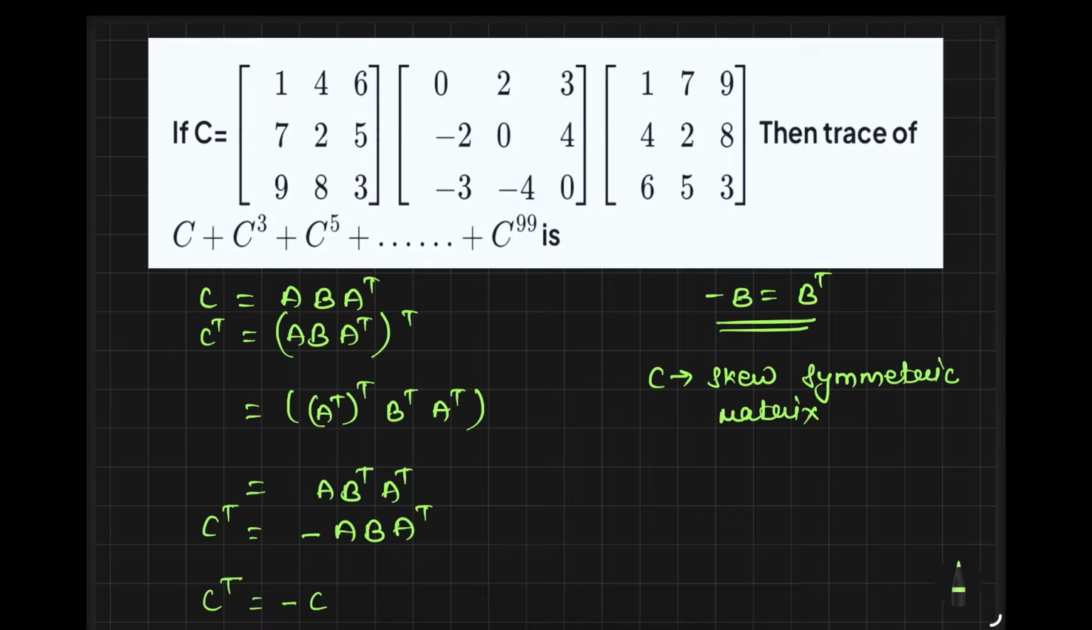So you know that if C is an odd order skew symmetric matrix, C cube will also be an odd order skew symmetric matrix. And in a skew symmetric matrix, you know that the diagonal elements will be 0. So the trace of these things will become what? Trace of this 0, trace of this 0, trace of this 0, so many times, and 0 plus 0 plus 0, you guys are best in calculation, you know how to add zeros, correct? So the correct answer is 0.